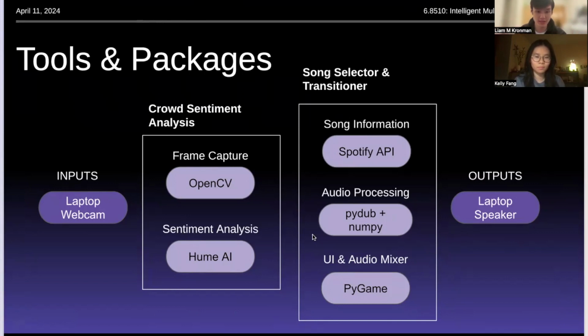So on the crowd sentiment side, we have a few computer vision related things. We have OpenCV, which is being used to capture the frames of the faces. And then we're sending all those frames over to Hume AI, which is doing the processing of the different emotions. We have all the categories, and we'll show you in a second exactly how we're doing that. But on the song transitioning side, we are using Spotify API to inform the different audio features that we're using to choose the next song, as well as using NumPy and PyDub for doing the audio processing, and Pygame is helping out with the UI.